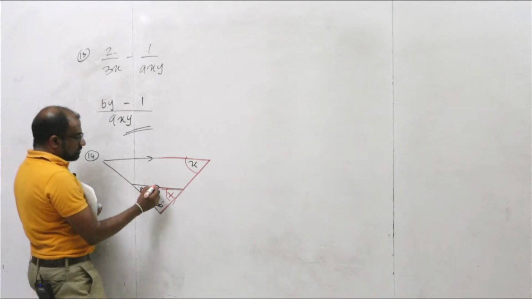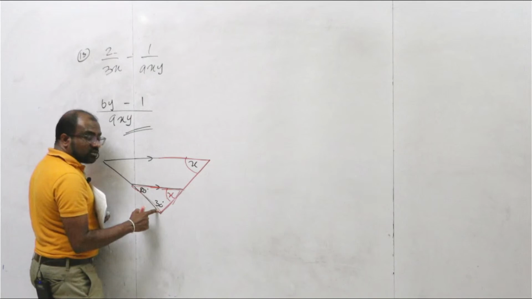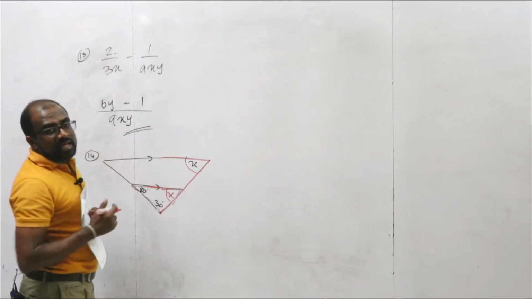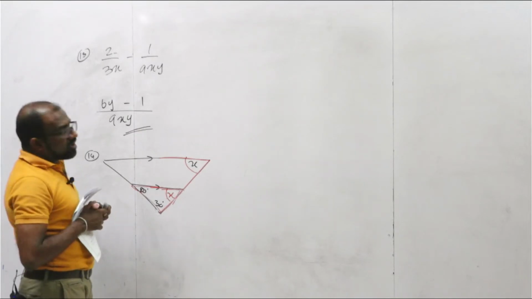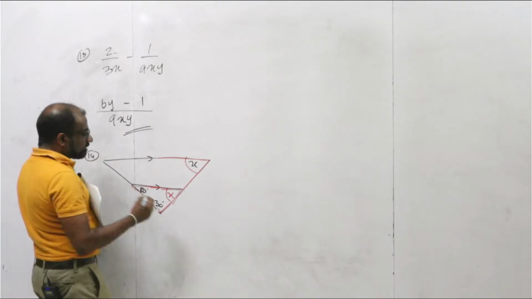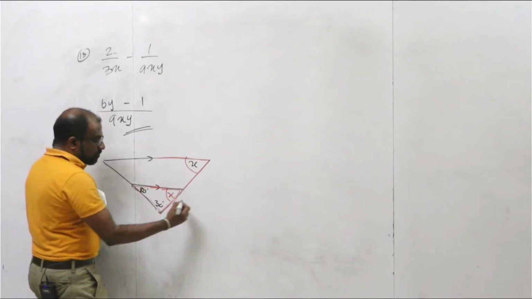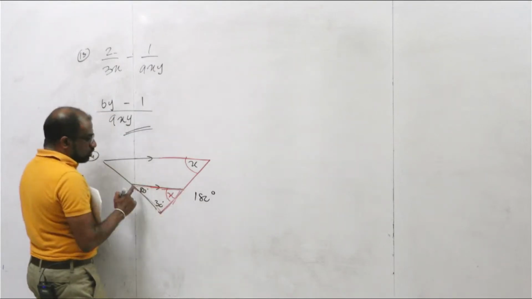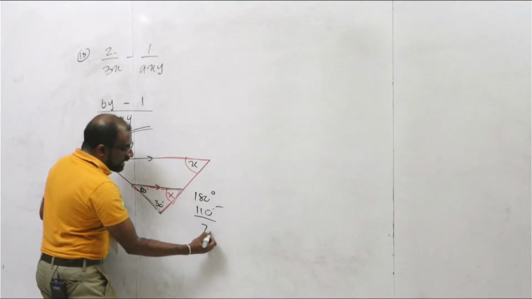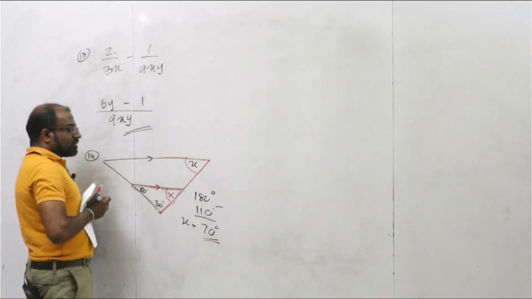Now consider this triangle. One angle is 80, the other angle 30. 80 plus 30 is 110. We know the sum of the angles in a triangle sums up to 180. So x should be equal to 70 degrees. Sum of angles 180, two angles sum up to 110, and the remaining angle is 70 degrees. X equals 70 degrees.